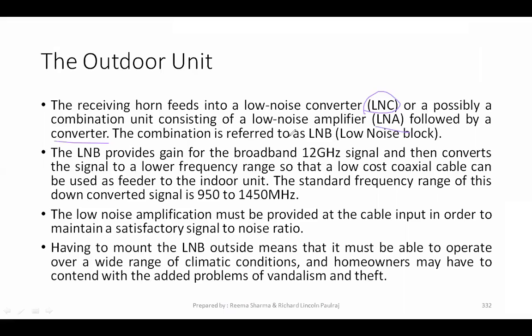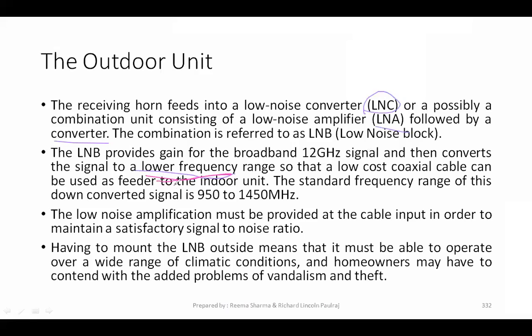Okay, fine. The LNB provides gain, which is nothing but your low noise block. So sometimes it's also referred to as low noise block. The LNB provides gain for the broadband 12 gigahertz signal, and then converts the signal to a lower frequency. So here what is happening? Down conversion is happening, as I mentioned previously, to a lower frequency.